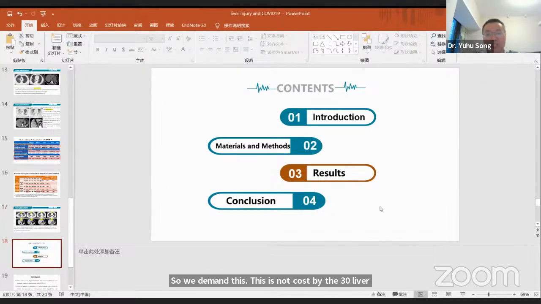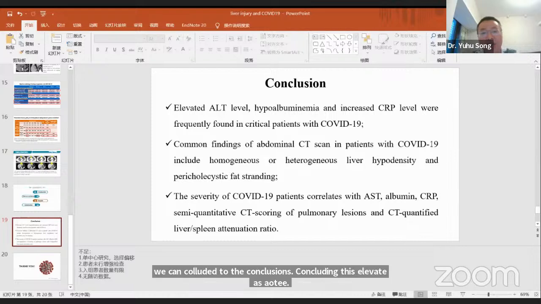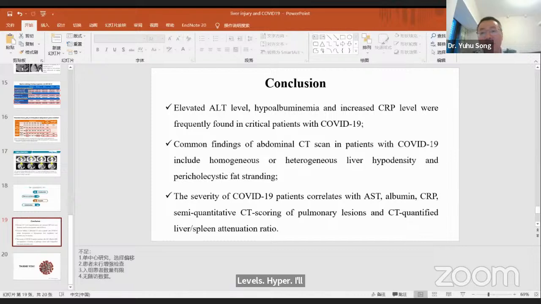Then we come to the conclusions. Conclusions: elevated ALT levels, hypoalbuminemia, and increased CRP levels were frequently seen in critical cases of patients with COVID-19. Common findings of abnormal CT scans in patients with COVID-19 include homogeneous or heterogeneous liver hyperdensity, pericholecystic findings, and fat stranding. The severity of COVID-19 patients correlated with AST, albumin, CRP, CT scoring of the primary lesions, and CT quantification of liver-spleen ratios.